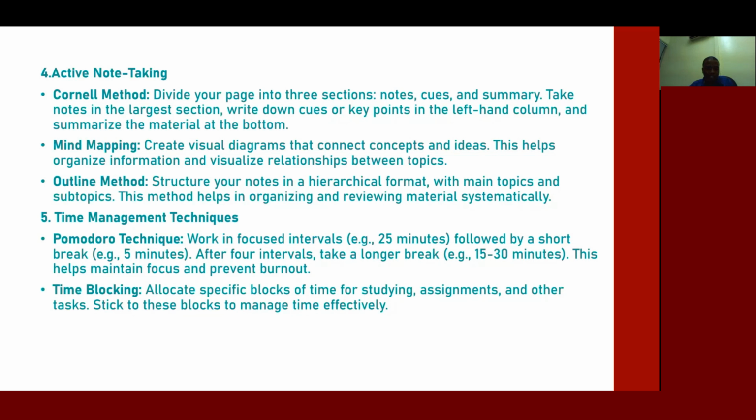Other than active note taking, we've got time management techniques. So time management techniques, we're going to look at the Pomodoro technique. Work in focused intervals followed by a short break. After 4 intervals, take a longer break of maybe between 15 to 30 minutes. This helps maintain focus and prevent burnout.